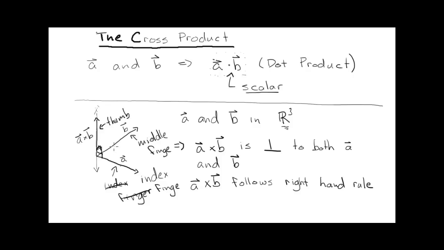Now if you think about it, what if we reversed A and B? What if you wanted to do B cross A? Well then this is going to become your index finger, and this is going to become your middle finger, and then your thumb would now be pointing down. So B cross A would actually be the vector going in the opposite direction of A cross B. Okay, so that's the geometric interpretation of the cross product.